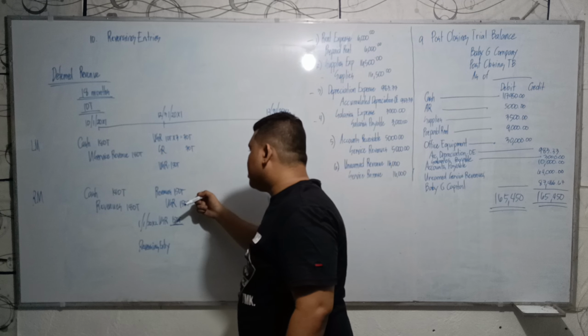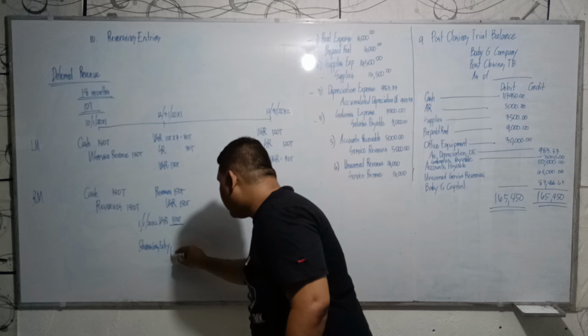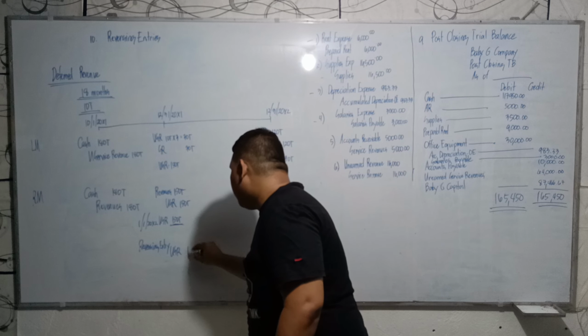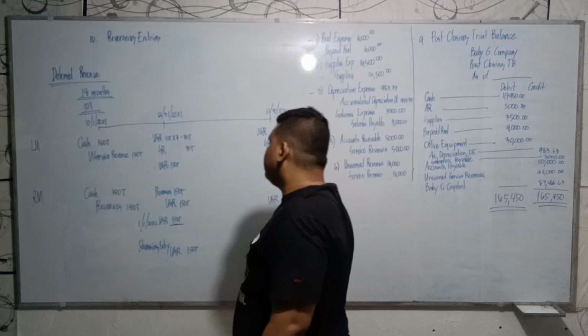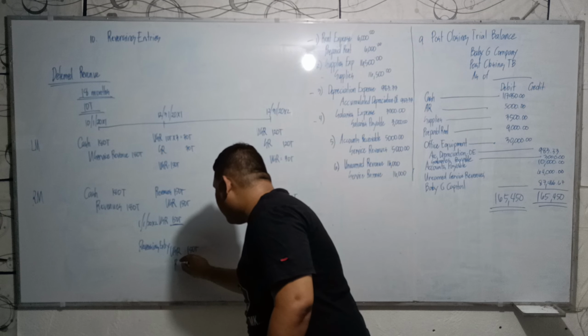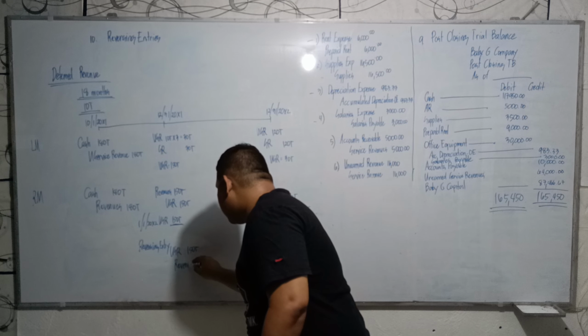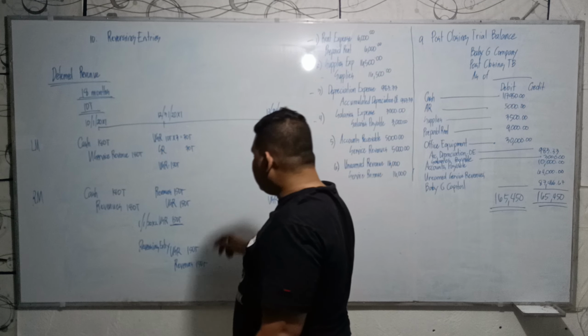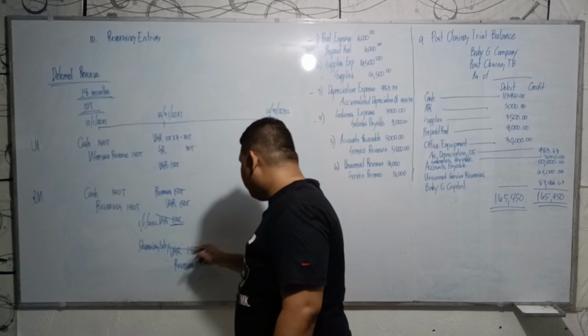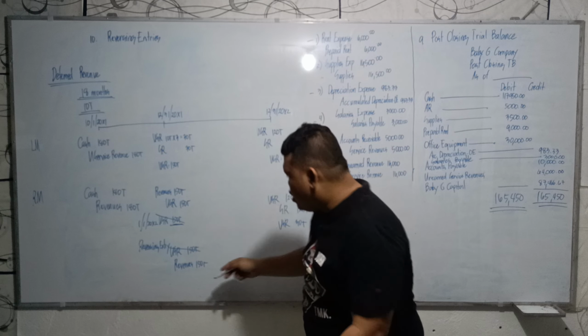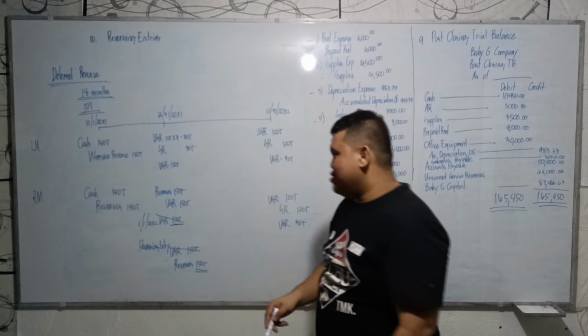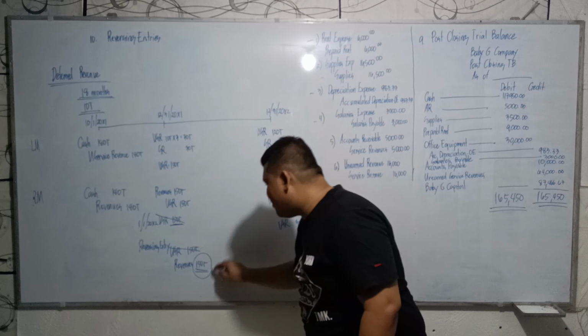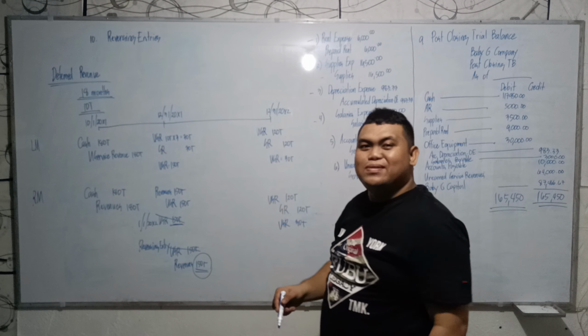So, we have to reverse this adjustment. So, unearned service revenues, 150,000. And then credit revenues, 150,000. So if that's the case, this will be cancelled because of this entry. And now we're back to revenue method. It's because the whole 150,000 became revenue.